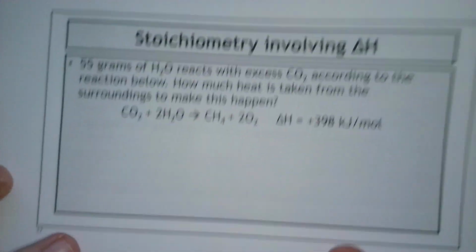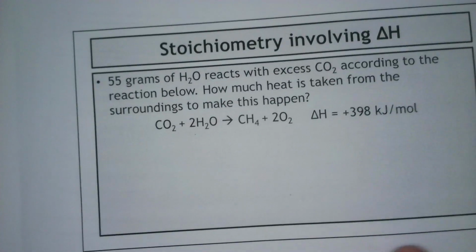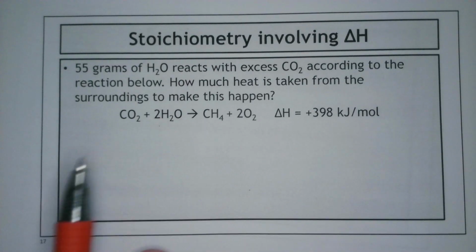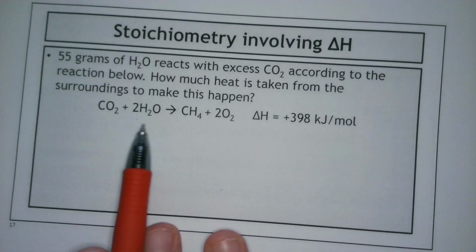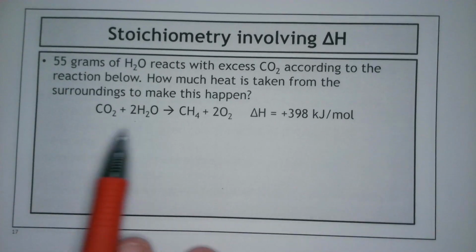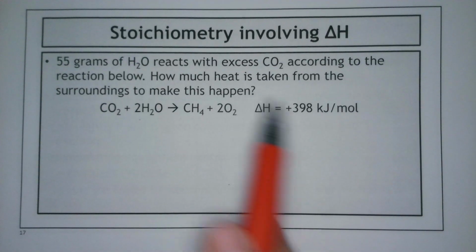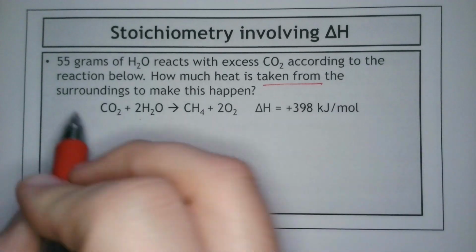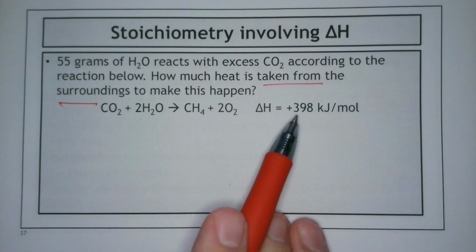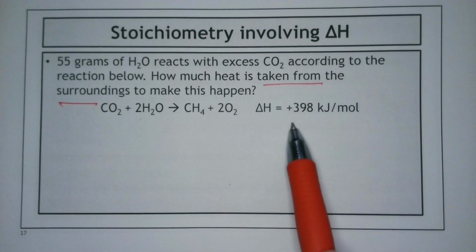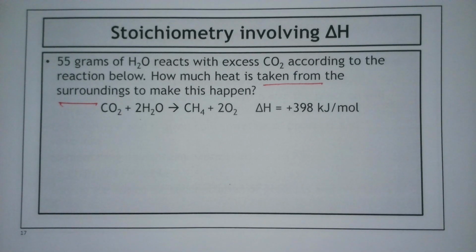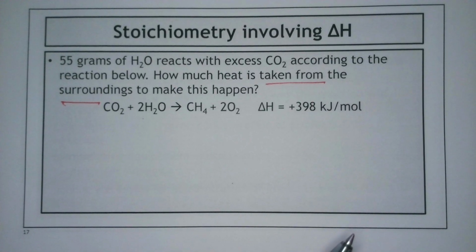All right, I think this is almost our penultimate thermodynamics question, stoichiometry involving delta H. 55 grams of H2O reacts with excess carbon dioxide according to this reaction. So I have 55 grams of this and an infinite amount of CO2. How much heat is taken from the surroundings? We use this language because it's endothermic. If it was exothermic, it would say how much heat is released to the surroundings. But this has to be taken because I have a positive number here. So how much heat is taken from the surroundings to make this happen?